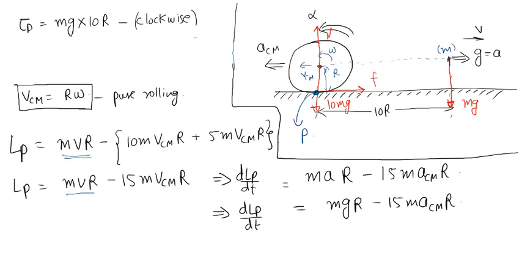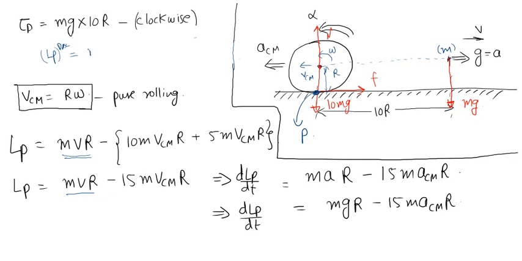Can I write the angular momentum of the disk about point P? Now the disk is a rigid body which is moving with VCM as the linear velocity of the center of mass and omega as the angular velocity. So its angular momentum about point P will be equal to what? M VCM into R.